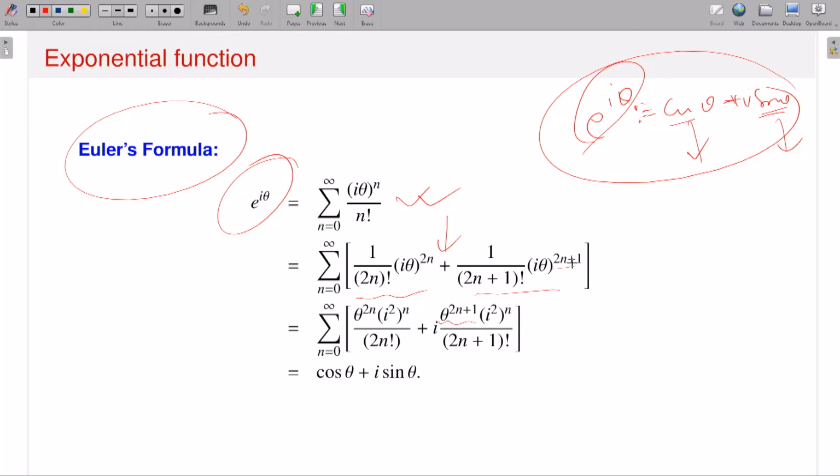But since I am dealing with odd power 2n plus 1, one factor of i will come outside. So this is exactly equal to the sum from n equals 0 to infinity of (i squared, which is minus 1) to the power n, theta to the power 2n divided by 2n factorial, plus i times theta to the power 2n plus 1, minus 1 to the power n, divided by 2n plus 1 factorial.